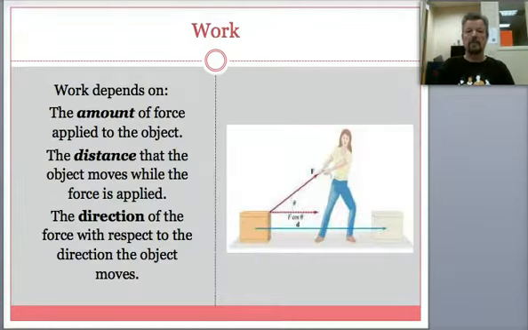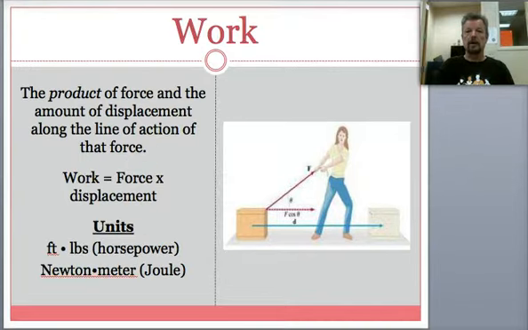Work depends on the amount of force applied to an object, the distance the object moves while the force is applied, and the direction of the force with respect to the direction the object moves. The product of force and the amount of displacement along the line of action of that force gives you the equation: work is equal to force times displacement. Common units are foot-pounds, horsepower, newton-meter, or joule.